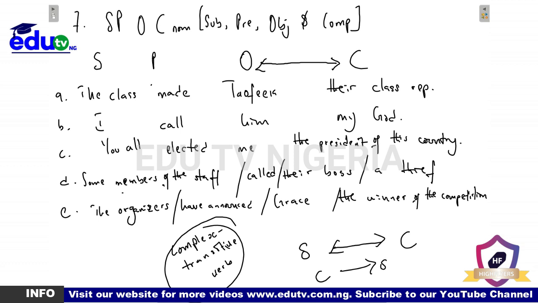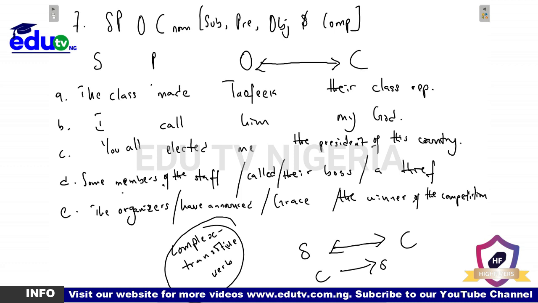Thank you. So that's the first thing you should note about SPOC sentences. Another thing you should note is that the complement here is also a nominal group or a noun phrase. The class rep is a noun phrase. My God is a noun phrase. The president of this country is a noun phrase. A thief is a noun phrase. The winner of the competition is also a noun phrase.